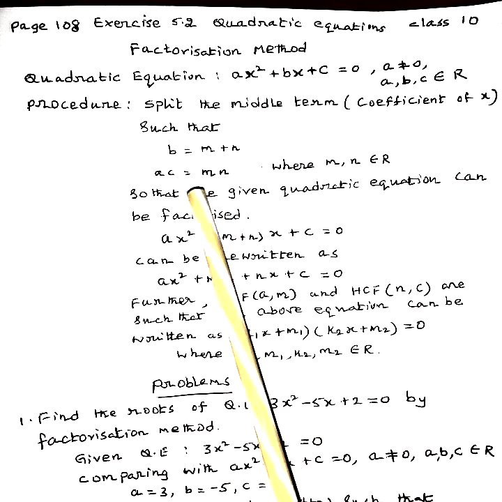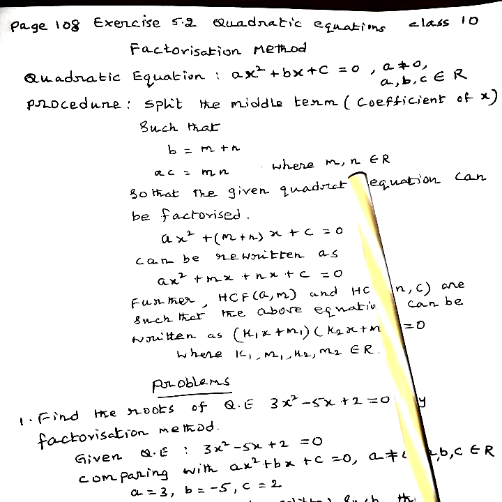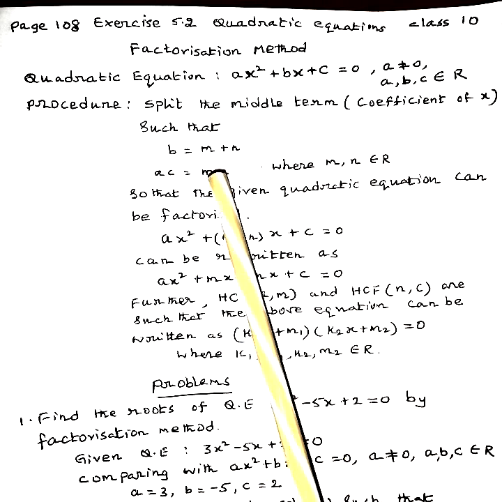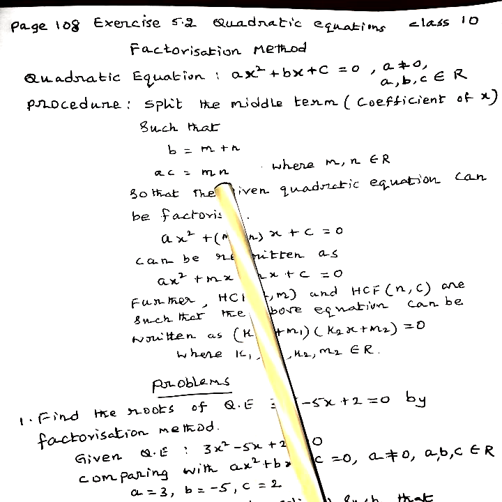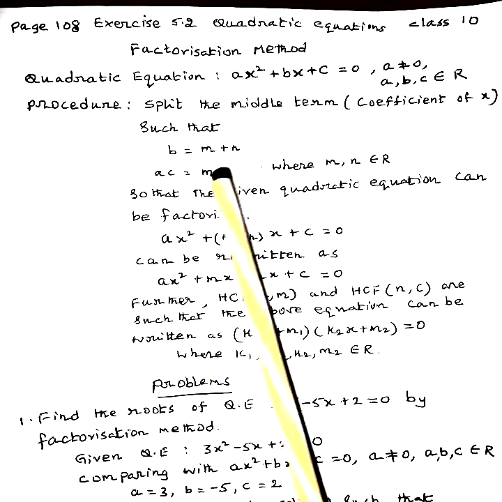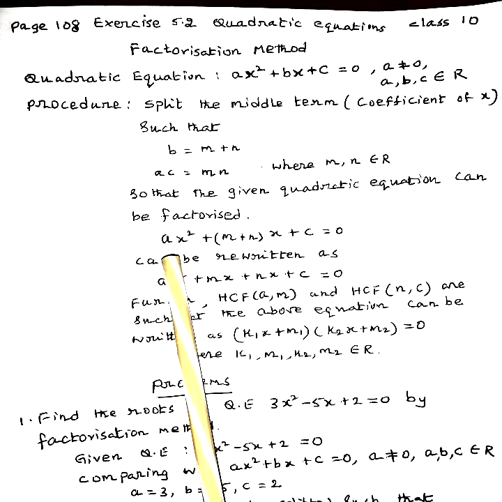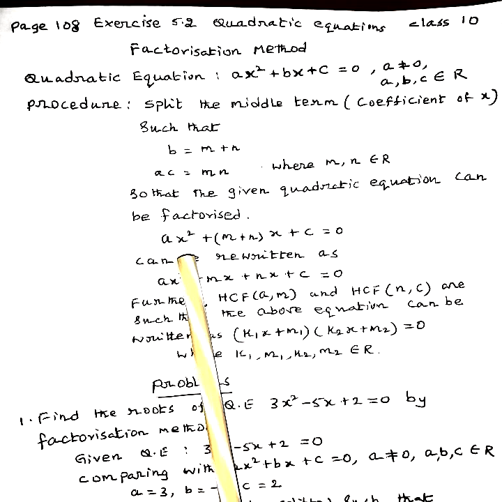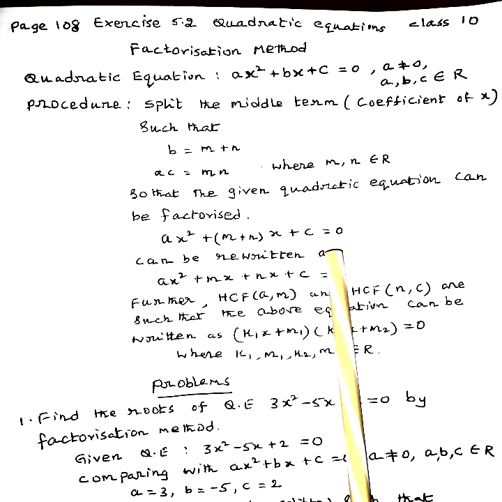That is, we have to find two real numbers m and n such that m plus n is equal to b and the product mn will be equal to ac. Then the given quadratic equation can be rewritten as ax square plus m plus n multiplied by x plus c equal to 0.